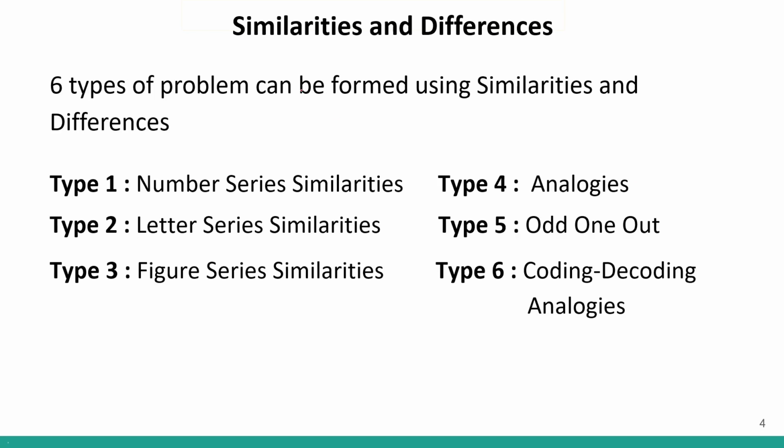So let us start. There are 6 types of problems that can be formed using similarities and differences as a concept. Number 1 is number series similarities. Here we deal with the numbers. Letter series similarities can also be called alphabet series similarities. Here we deal with different types of alphabets. Then we have figure series similarities. This can also be called object or shape series similarities. Here we are given a bunch of different objects or different figures and we have to complete the series.